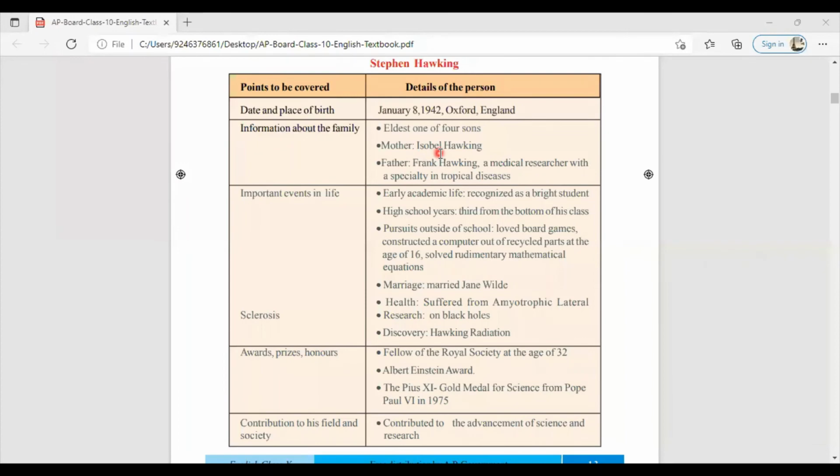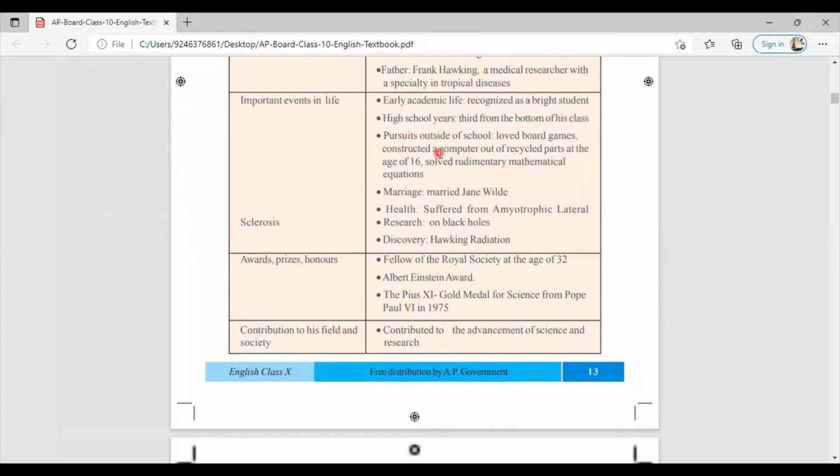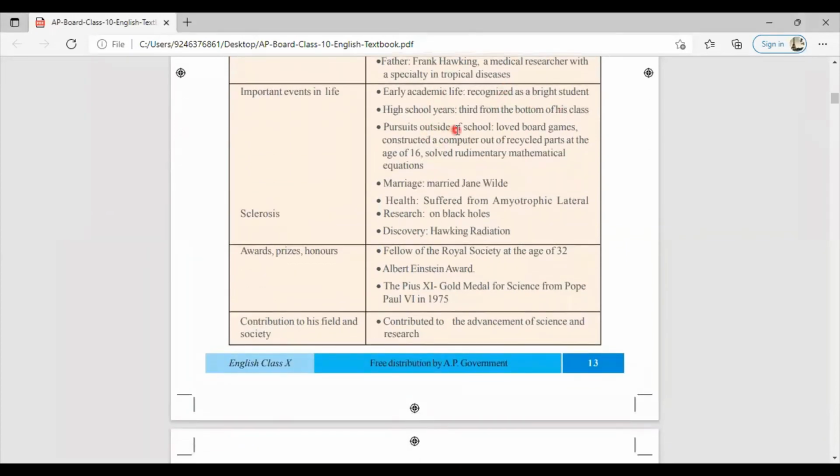Then we go to the second paragraph. What will you write in the second paragraph? You have to include the academic life. You will write that Hawking was recognized as a bright student, but he was not initially successful. Anybody will not get successful faster; it will take time. So he was not successful as an academic student during his school years.